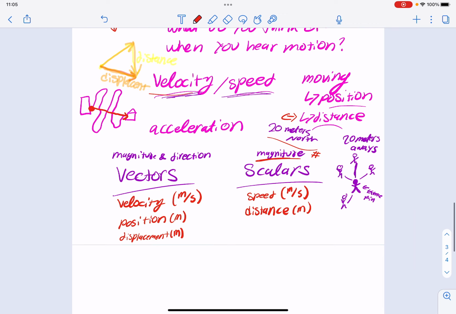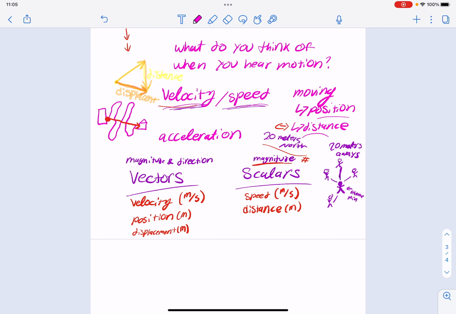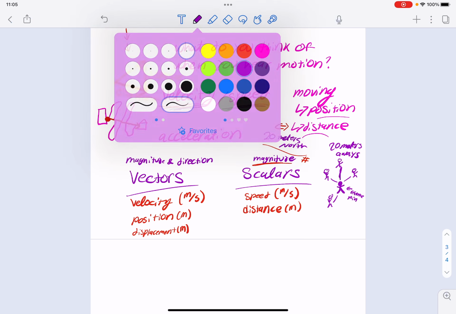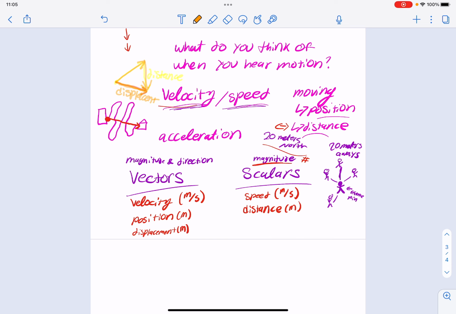Now, the last one we have left is acceleration. Some people say when you hit your brakes, you're decelerating, right? And that when you're hitting the gas, you're accelerating, right?